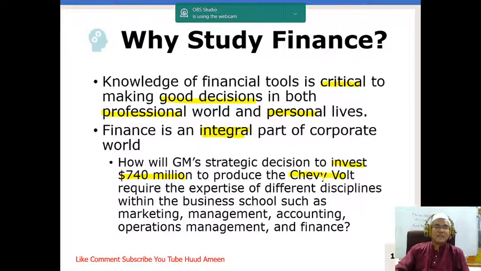So you might be appointed as a financial manager or financial chief executive to handle such a huge amount of money, 740 million in US dollars, and in Malaysian ringgit equivalent to about 2.8 billion. It's a huge amount of money.